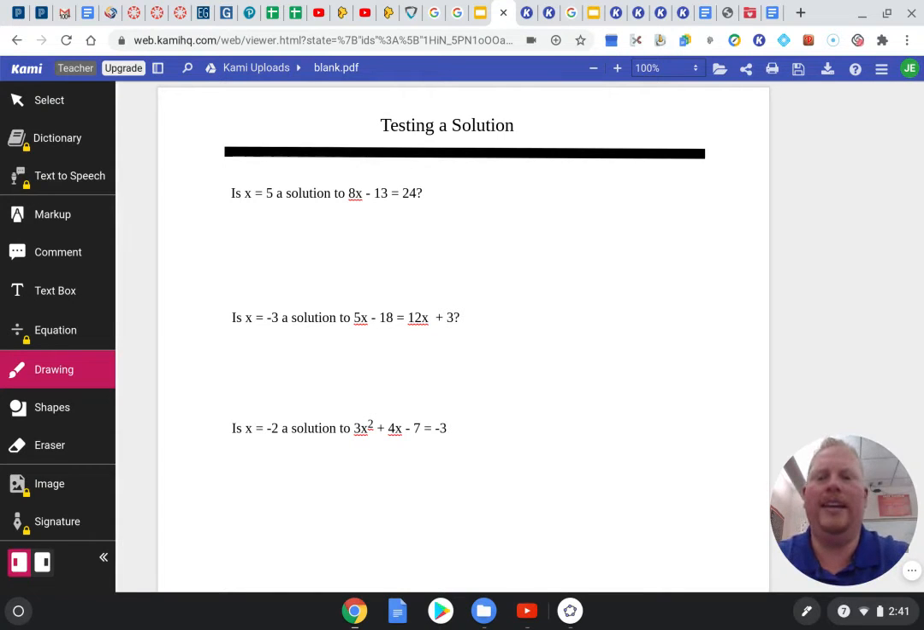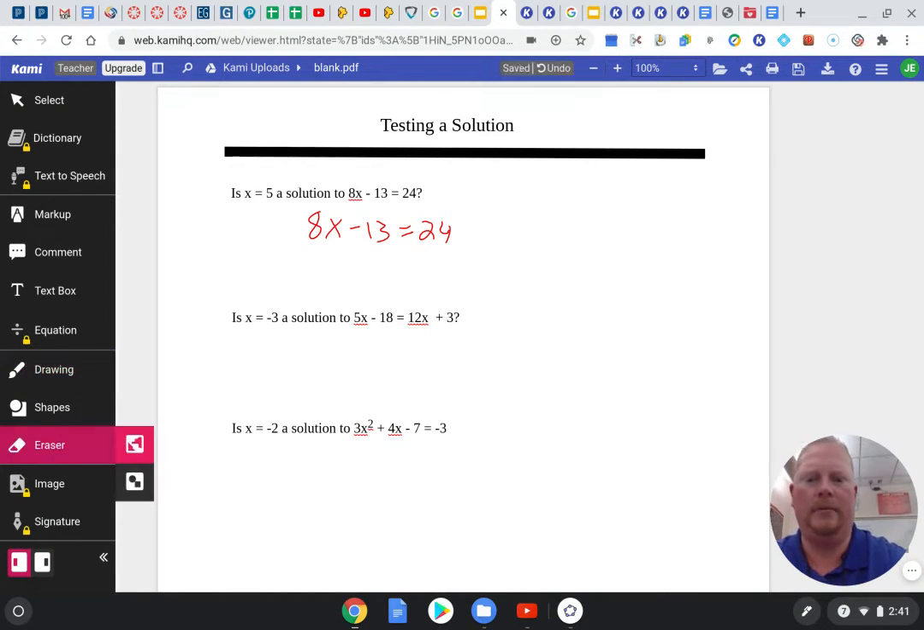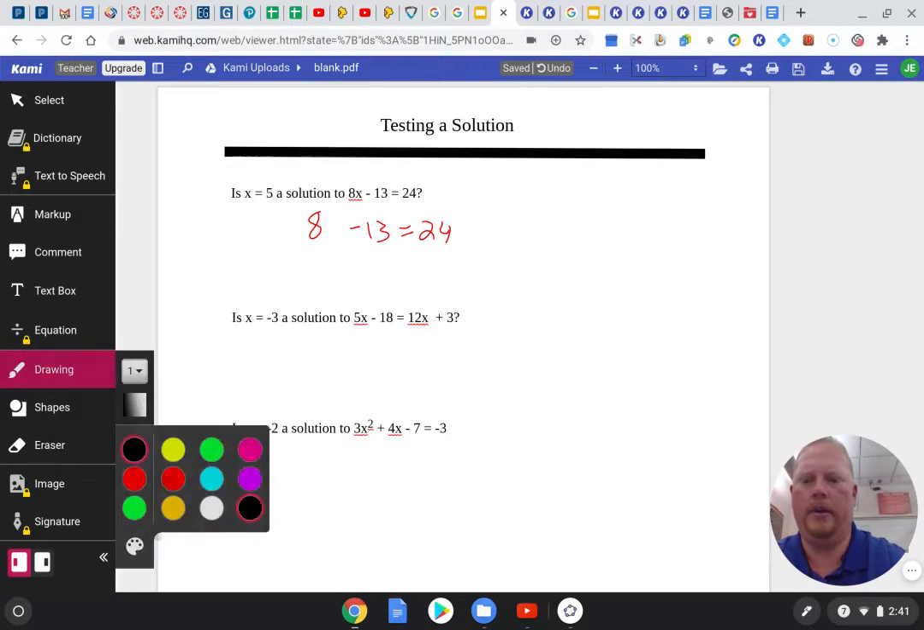So this first question is, is x equals 5 a solution to 8x minus 13 equals 24? So here's how we're going to do this. We're going to take 8x minus 13 equals 24. And where the x is, I'm going to take that x out and replace it with that 5.